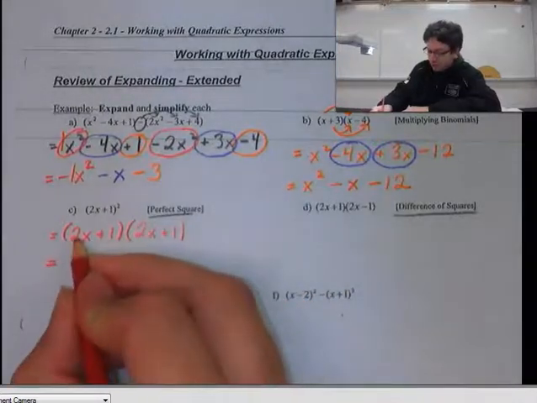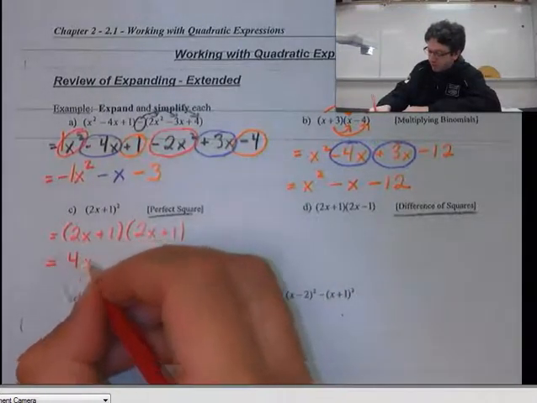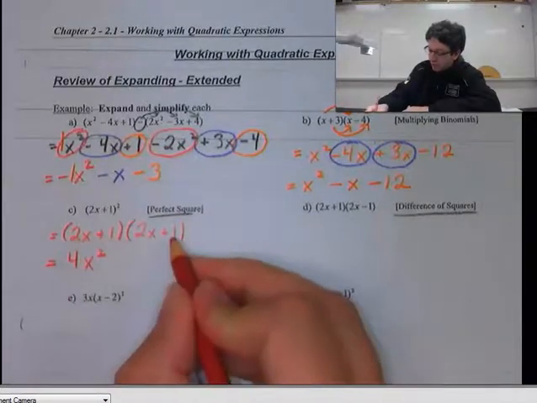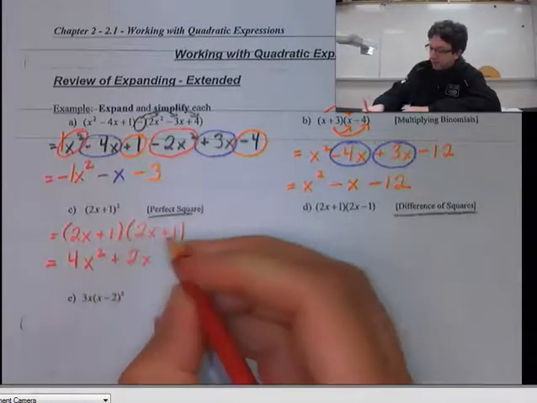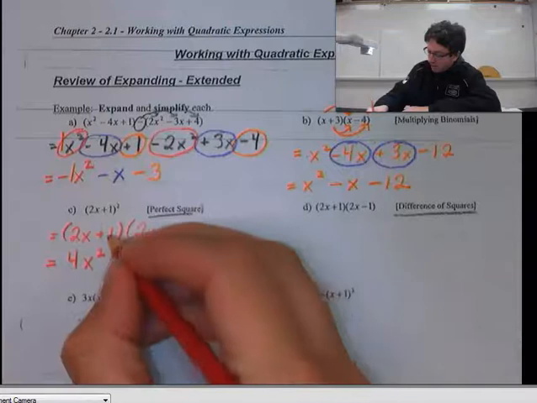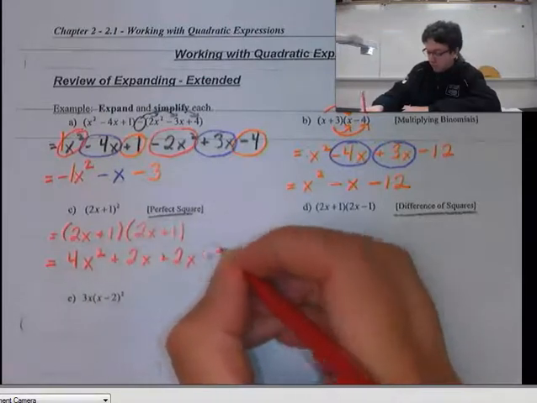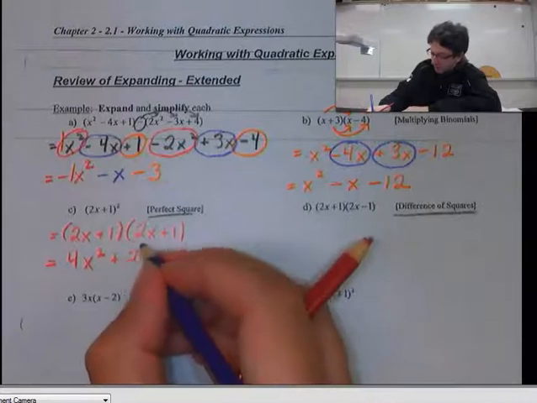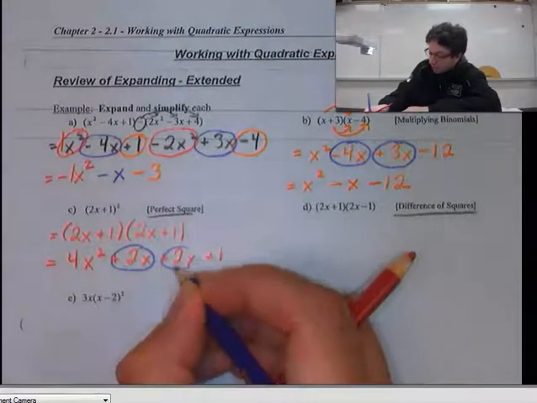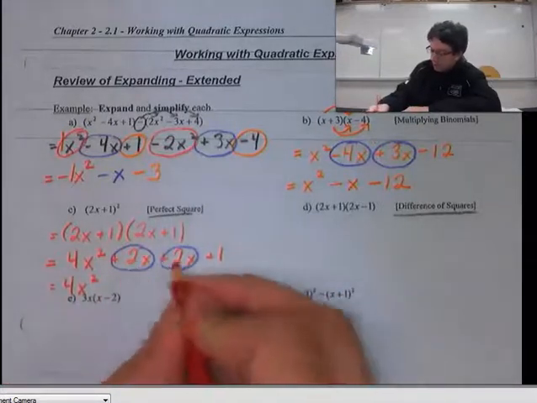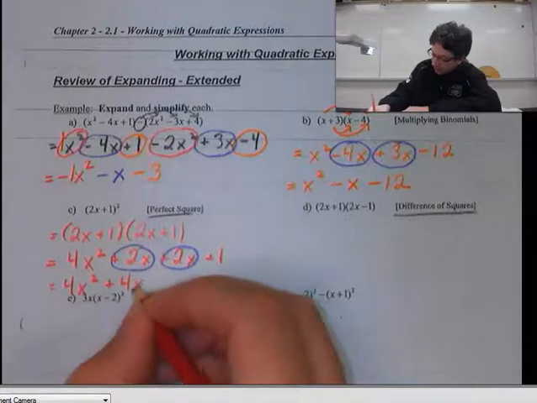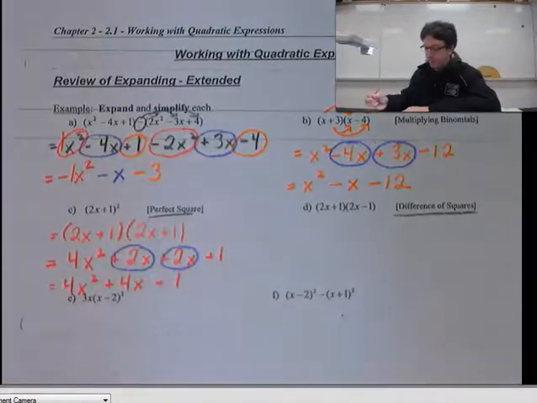So first, 2x times 2x gives us 4x squared. 2x times 1 just gives us 2x. And again, 2x times 1 gives us 2x. And then 1 times 1 just gives us 1. The middle terms are our like terms. And so we have 4x squared, 2 plus 2 is plus 4x, and then plus 1. And so when we factor, we notice that this does sort of give us a pattern.